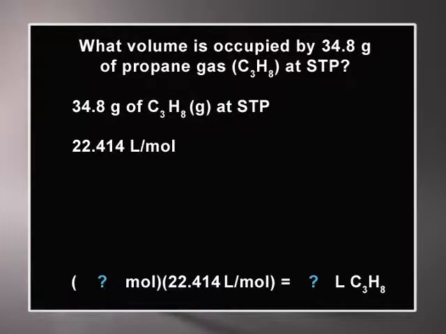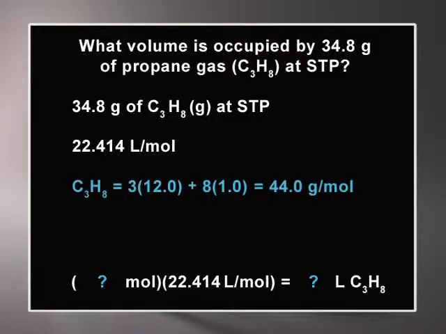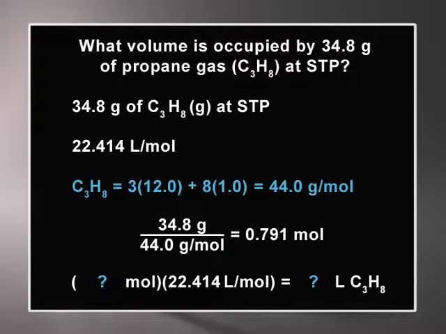Since the problem starts with grams, I know I'm going to need to calculate the molar mass of C3H8. That comes to 44.0 grams per mole as shown on the screen. I only have 34.8 grams, so I'll have a little less than 1 mole. 34.8 grams divided by 44.0 grams per mole means that I have 0.791 moles of C3H8.